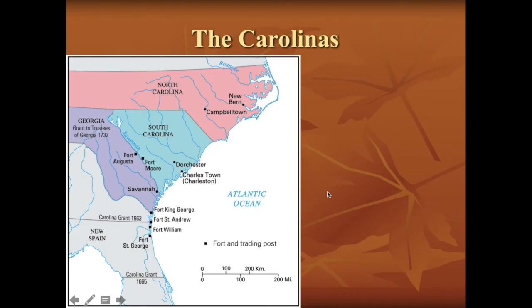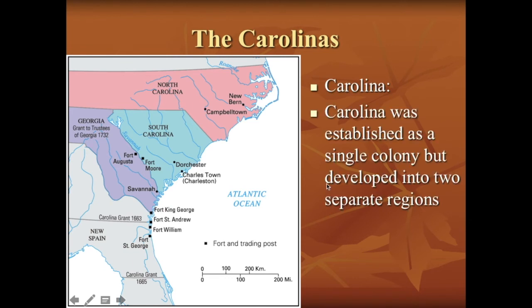So let's talk about the Carolinas. Initially, Carolina was all one colony. It was given to 8 different people that were close with the king, and so this will be a privately owned colony, and it will be therefore known as a proprietary colony. However, the two Carolinas are going to end up developing pretty differently.